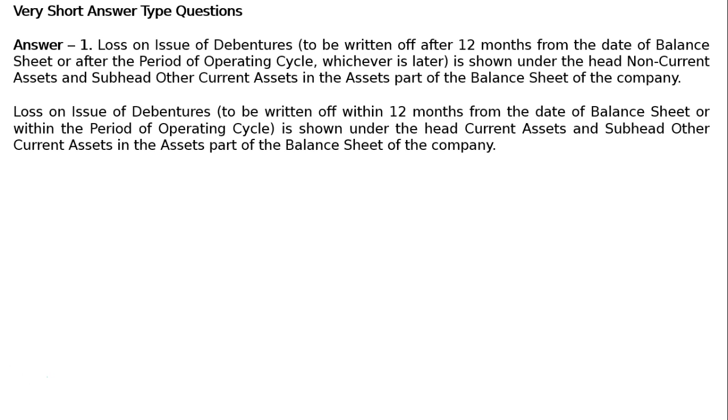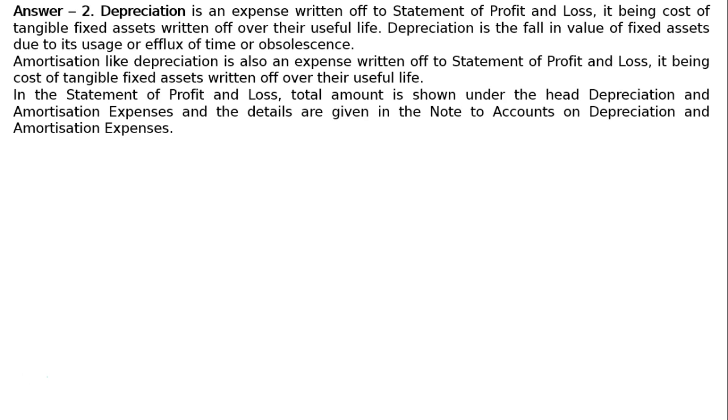Second question, briefly explain the expense head depreciation and amortization expense. Answer 2. Depreciation is an expense written off to the statement of profit and loss, it being the cost of tangible fixed assets written off over their useful life. Depreciation is the fall in the value of a fixed asset due to its usage or efflux of time or obsolescence. And here another question is asked, that is amortization expenses.